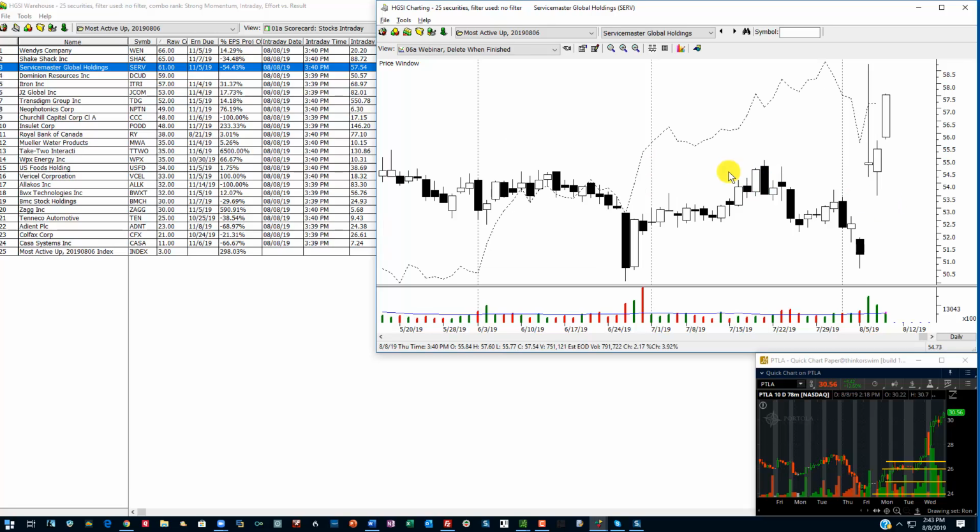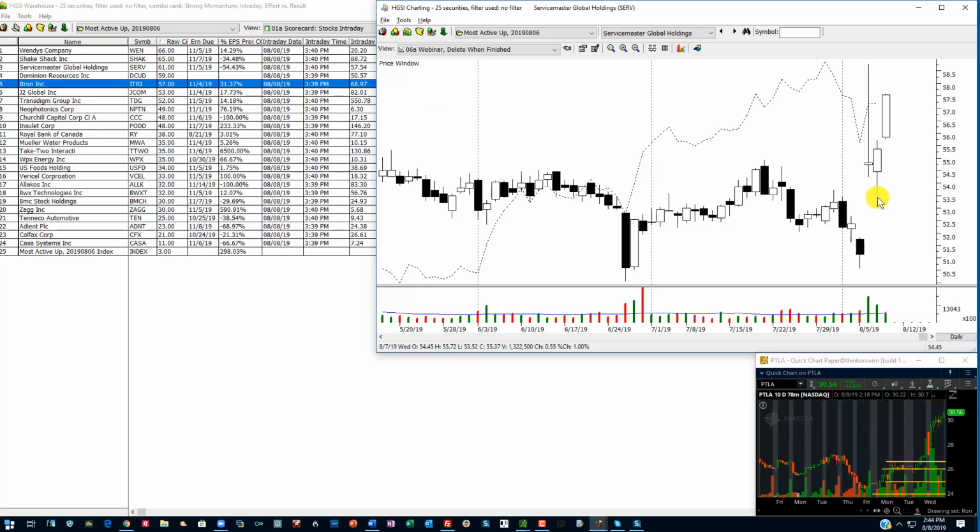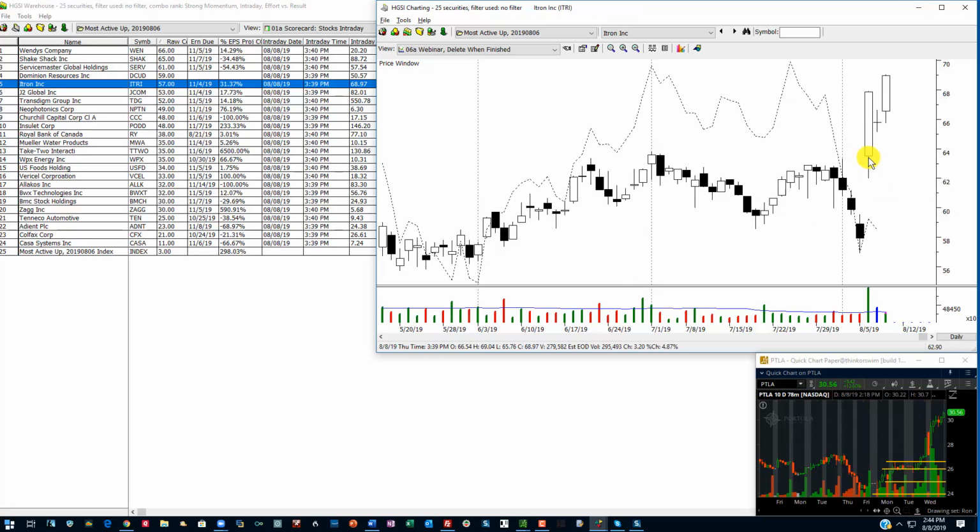Service Master. Well, this was not good on the 6th. That would have been a huge shakeout had you chased that one. But the following day, it opened here, traded down, and now it's going again. So it may not happen immediately, but you can look for some of these buyable gap stocks like this one and see how they do down the road.